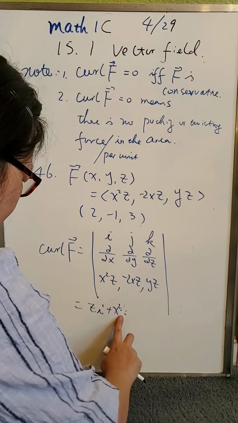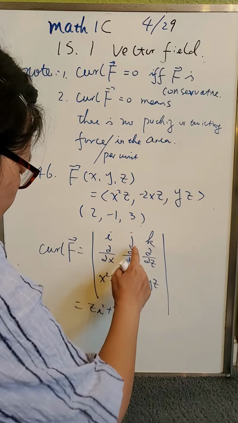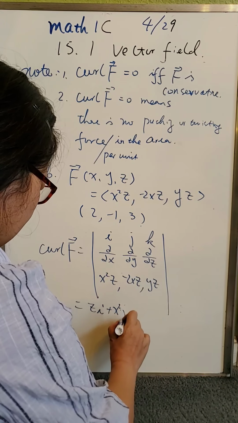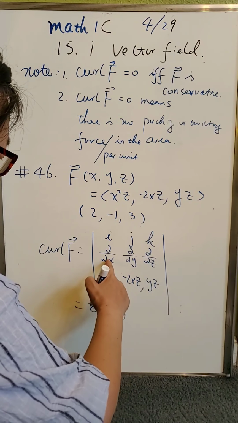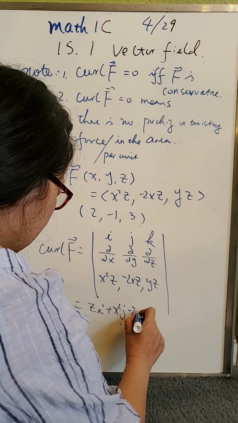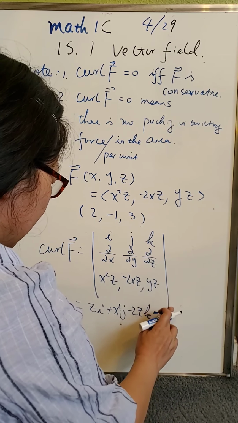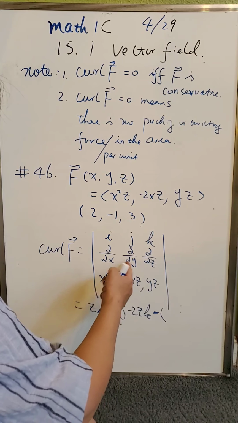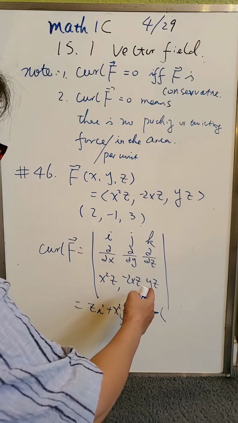x squared j. So this one's a z, so x squared j. And then now k is this one. It's with respect to x, so therefore you get negative 2z k. And then you come back, then you subtract. And then you go y, there's no y here, so it's a 0. And then you go x, there's no x here, it's a 0 also.